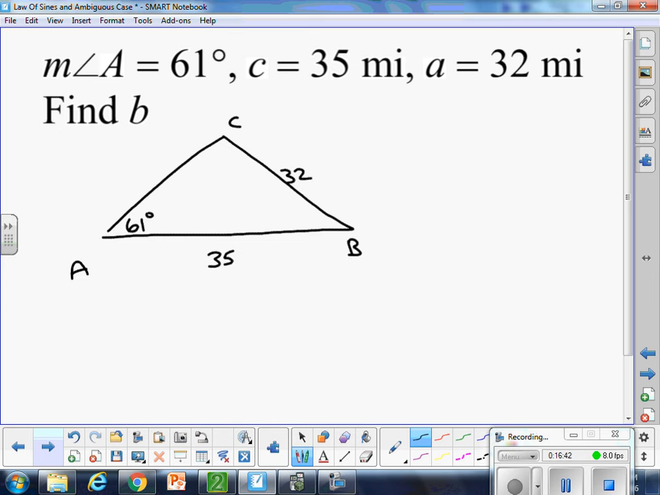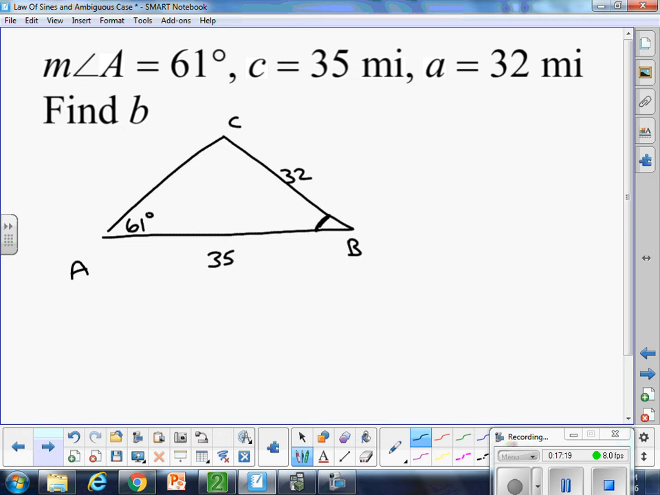So here's what I was talking about with the side, sine, angle, side. This one is basically angle, side. Okay, so in order to be side, angle, side, I would need to know this side, and the angle in between the two. That's not what we have. The two sides that we're given, I don't know the angle in between the two. I don't know angle B. So it's not side angle side.